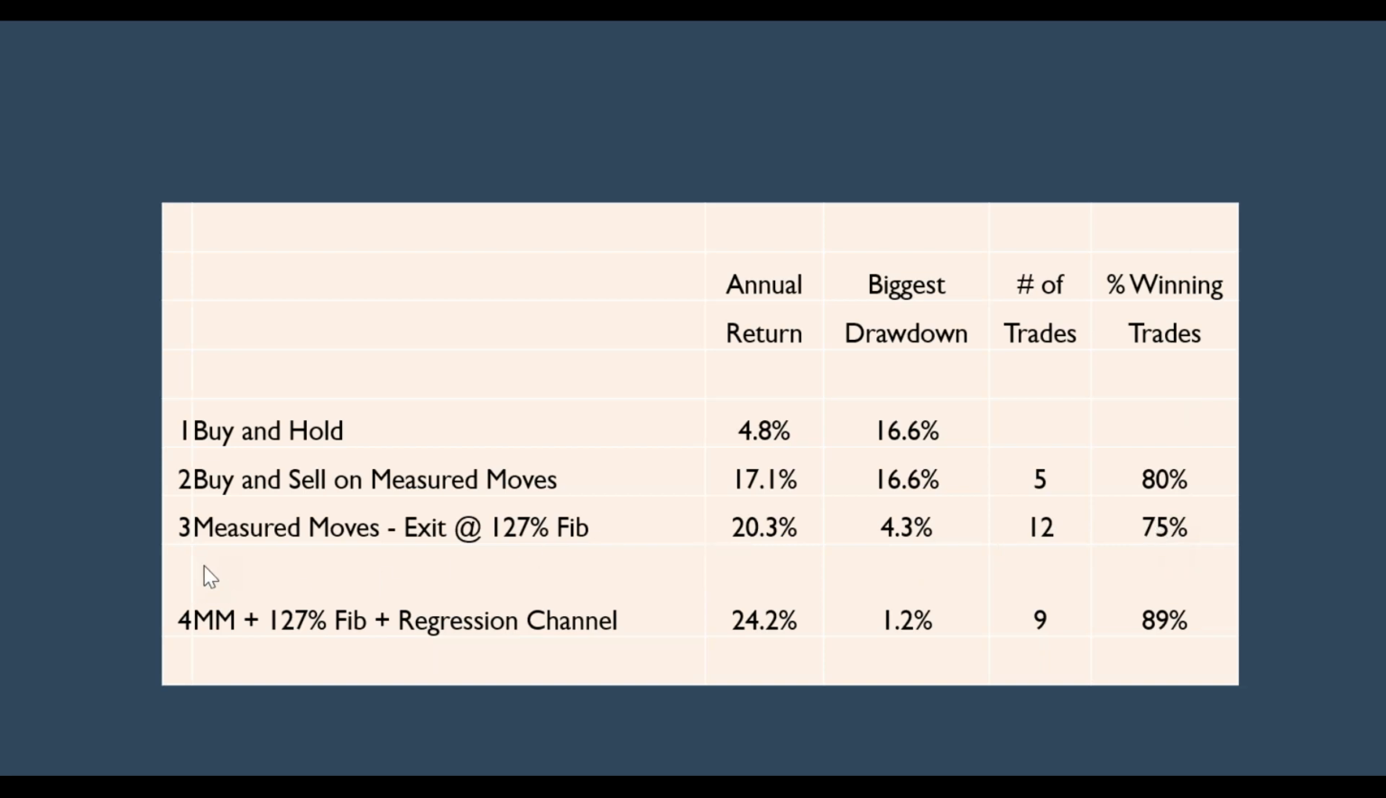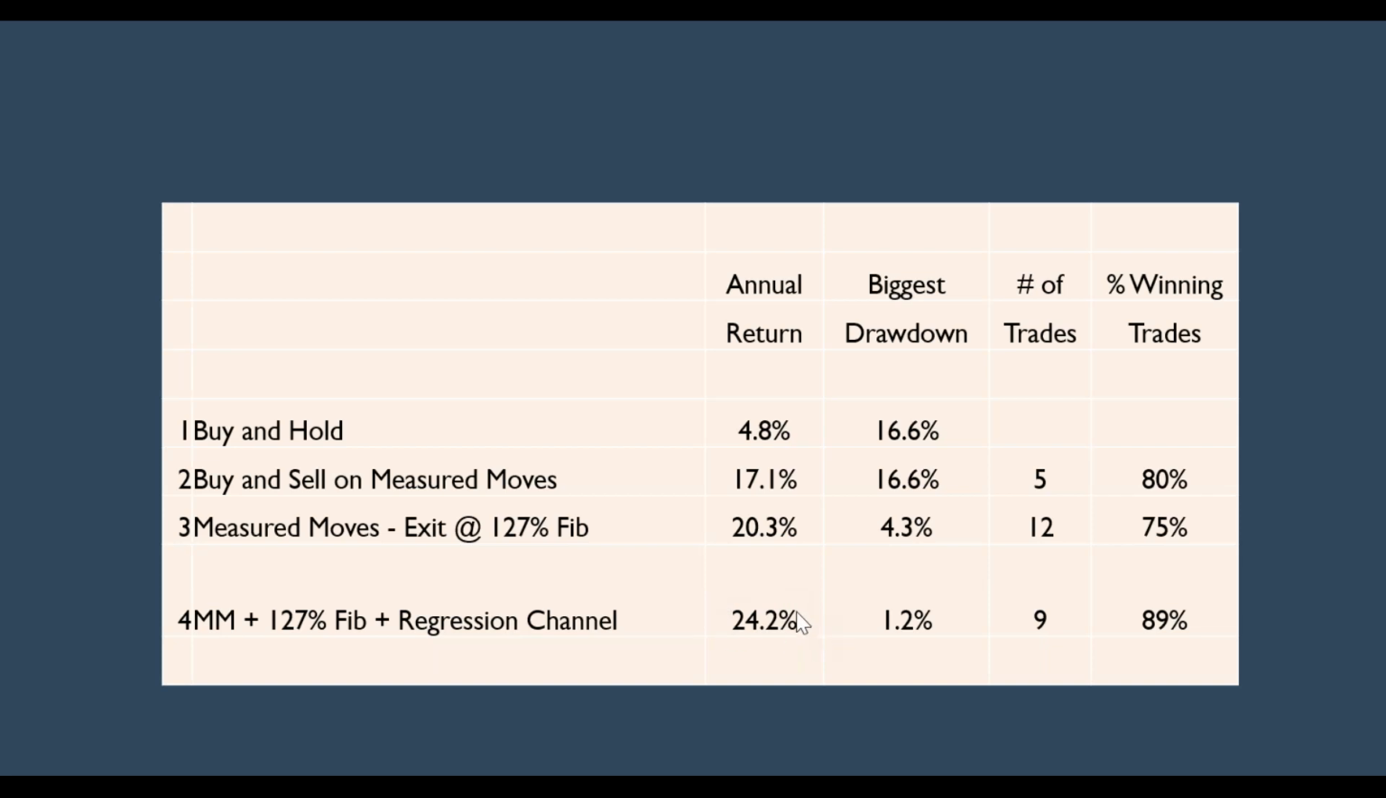The last one, I'm going to use measured moves. I'm going to exit at Fibonacci's of 127, but when it gets to be overbought or oversold based on the regression channel, I'm going to get out. 24.2% annual return. Drawdowns very low. Not as many trades, but a very high probability of winning. This is what you want to do.